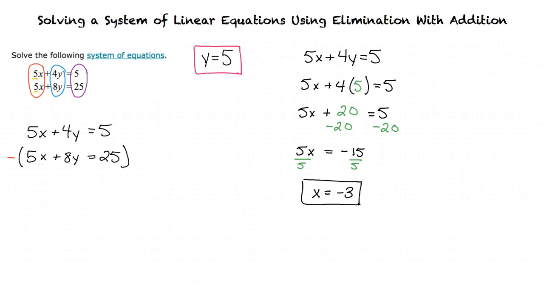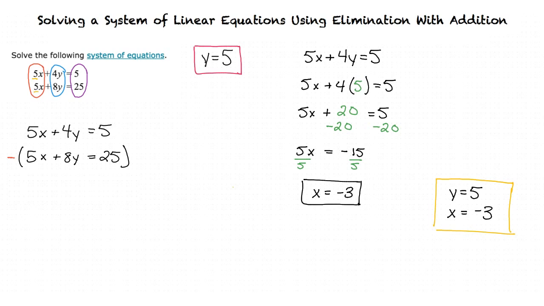Thus, our final solution for this system of equations is y is equal to 5 and x is equal to negative 3. Why did we decide to use the first equation from the system of equations to solve for x instead of the second equation? Good question. Even though we chose to use the first equation from the system of equations given in our initial problem, either of the initial equations can be used to find the value of x. If you were to substitute the y value of 5 into the second equation, 5x plus 8y is equal to 25, you would get the same answer of negative 3 for x.